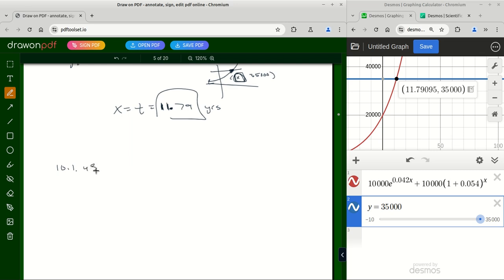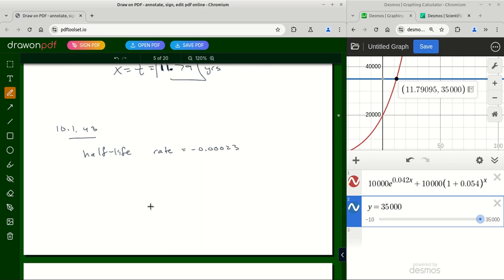10.1.43, this is the very last question that we're going to do together. So it's talking about half-life. And again, there's not a lot of business application for this, but that's okay. So the half-life has a rate of negative 0.00023. And they say find out the years. How much time is the half-life?